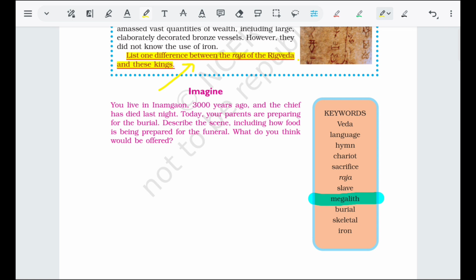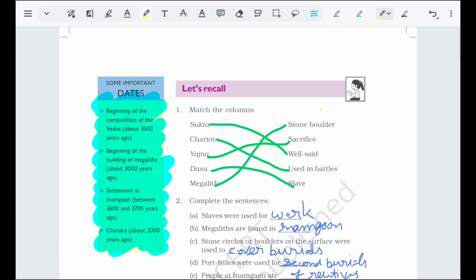In the keywords of this chapter we have all these simple keywords. Go through the keywords, and the important dates are: beginning of the composition of the Vedas around 3500 years ago, beginning of the building of megaliths about 3000 years ago, settlement at Inamgaon between 3600 to 2700 years ago, and Charaka about 2000 years ago.